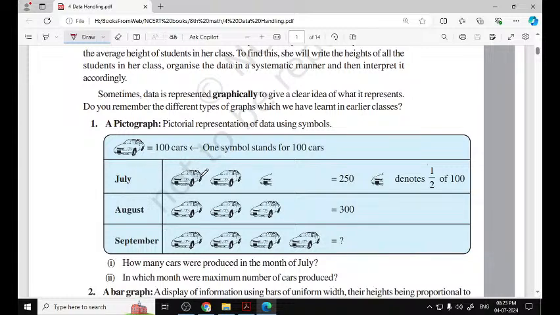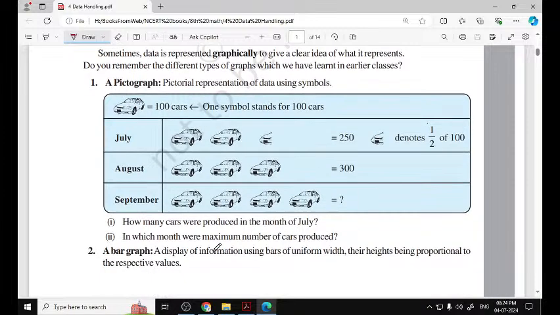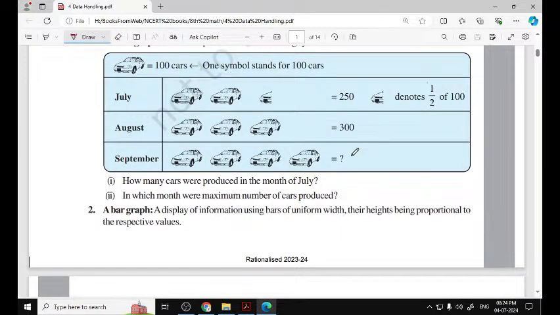So in July, there are two complete cars, meaning 200 cars, and one picture is half. So that represents 50. So in July, the production is 250 cars. In August, 3 cars means 300 cars. And in September, there are 4 pictures, so that will represent 400 cars. How many cars were produced in the month of July? In the month of July, there are 250 cars. In which month were the maximum number of cars produced? In September, the maximum number of cars were produced.